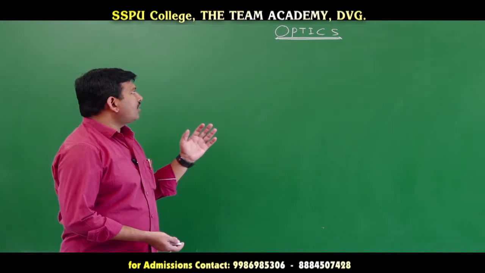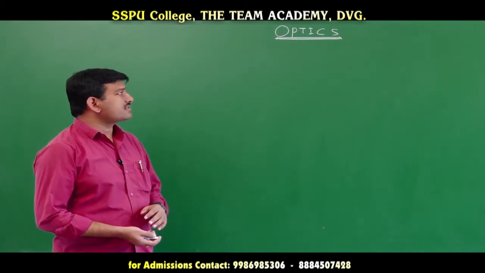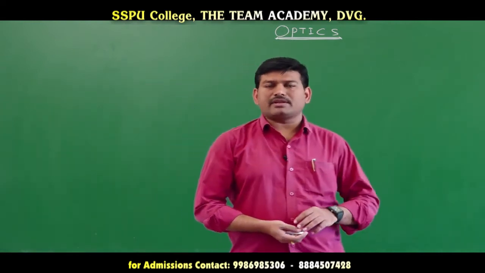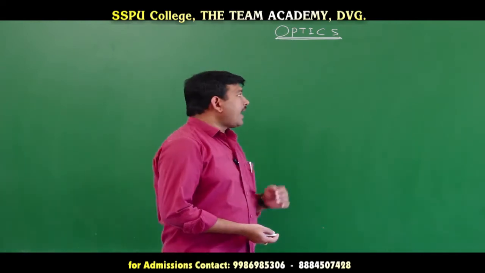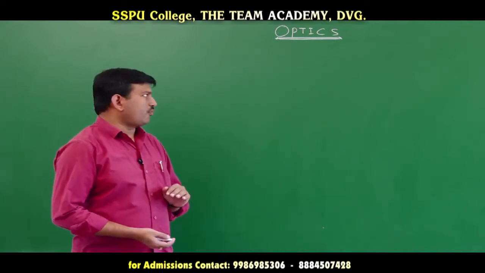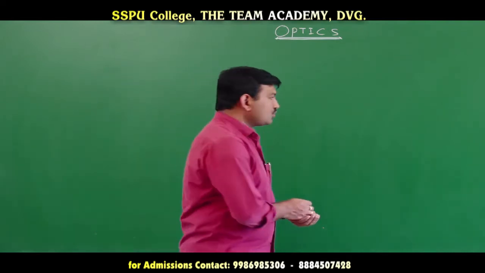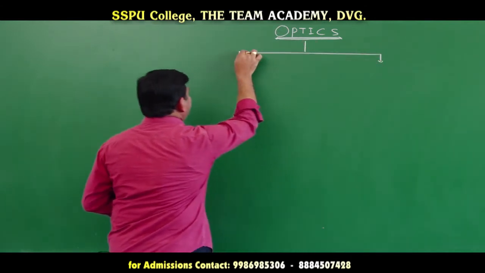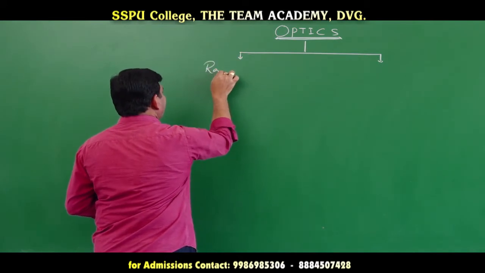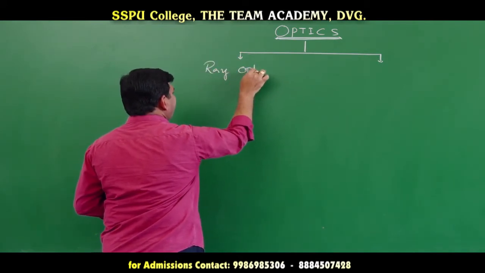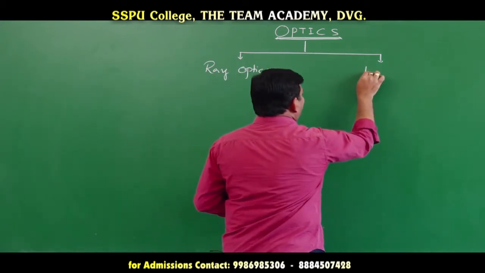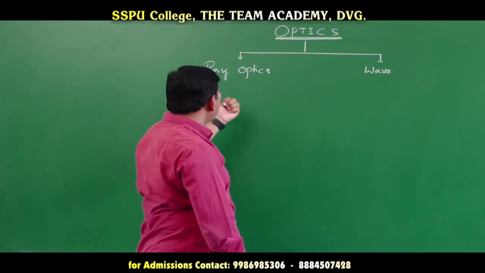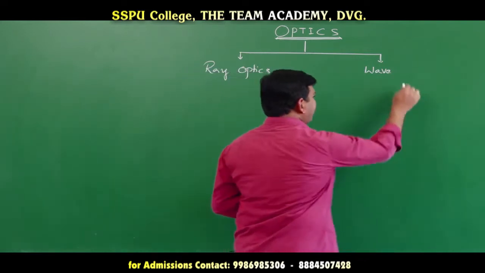So what does optics mean? Optics is nothing but the study of light and its phenomena. And this optics can be studied in two different ways. Optics can be classified into two types: number one is ray optics and number two is wave optics. So we are broadly classifying optics into two types as ray optics and wave optics.